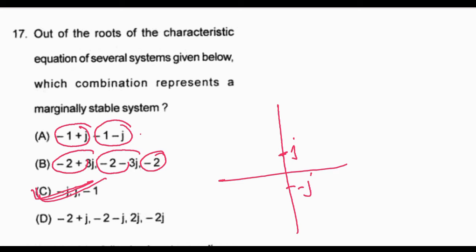Option D also has roots present on the j omega axis, or the imaginary axis. What are those? 2j and minus 2j. So option D is also a correct answer. In this question, both C and D are correct answers.